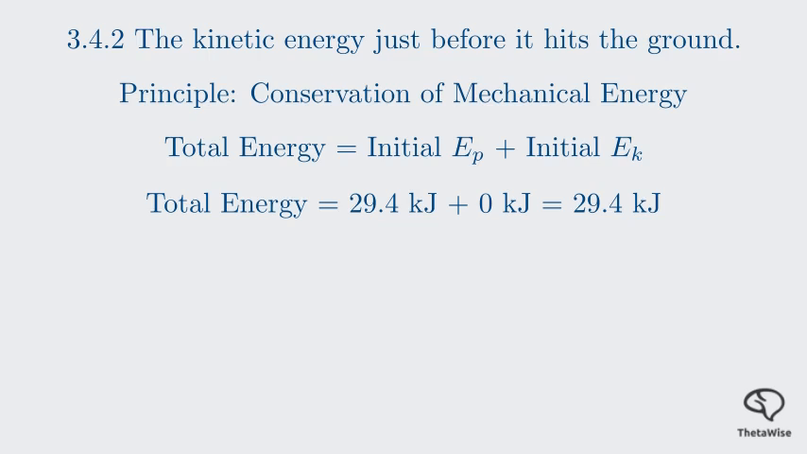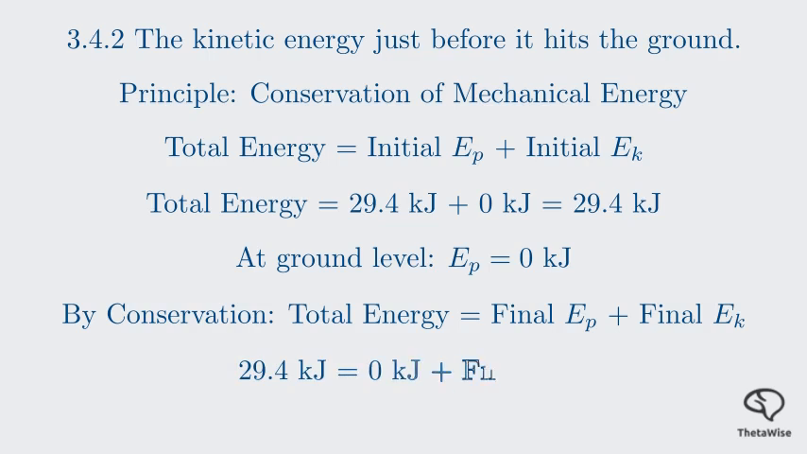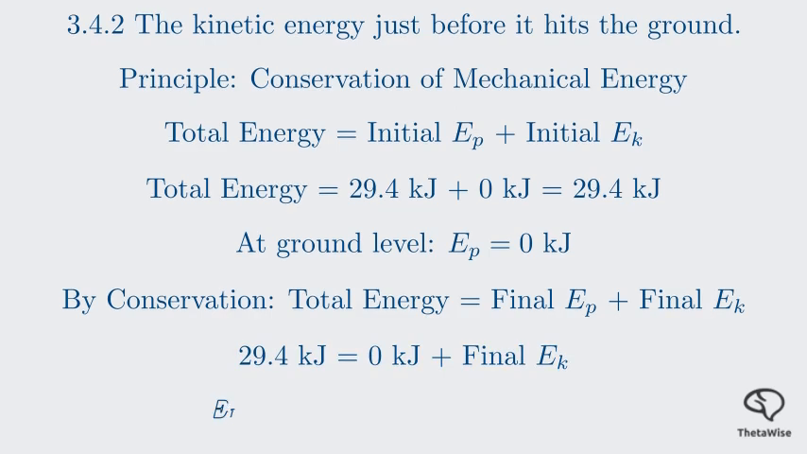Just before the object hits the ground, we can consider its height to be 0. This means its potential energy is also 0. So, at this point, the total energy is the potential energy 0 plus the final kinetic energy. By the conservation principle, this final kinetic energy must be equal to the initial total energy, which was 29.4 kilojoules. Therefore, the kinetic energy just before it hits the ground is 29.4 kilojoules, or 29,400 joules.